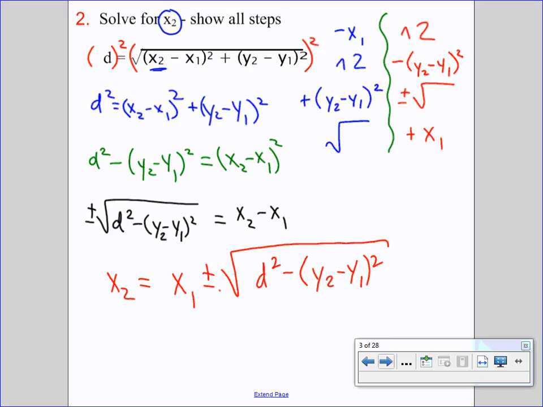You could have put the positive and negative radical term first and then plus x sub 1. That's equivalent so long as the signs match. I chose to put the positive x sub 1 first because it's good math manners to have it. It's good math manners then to have that plus or minus in between, but it doesn't matter in terms of your accuracy.